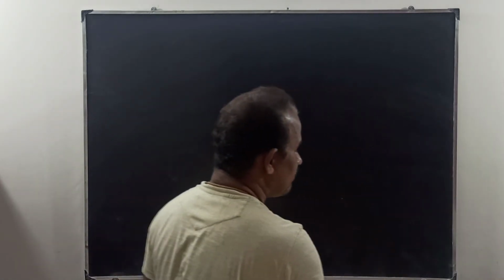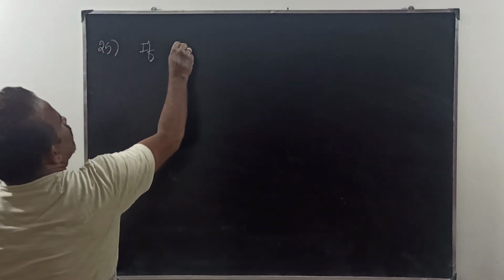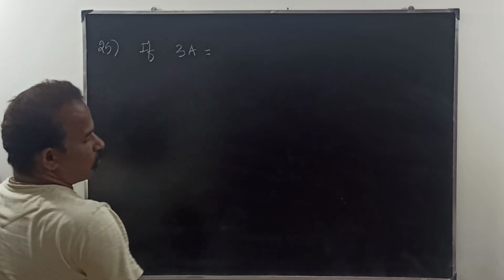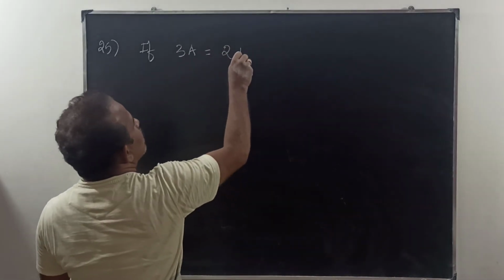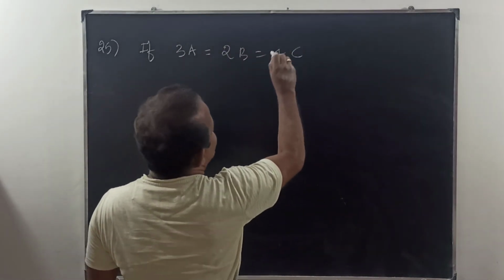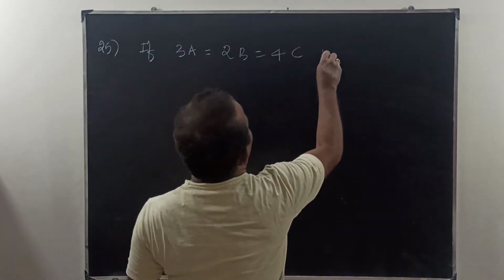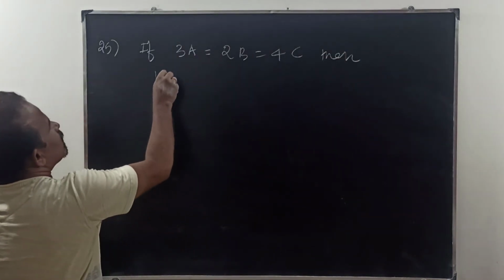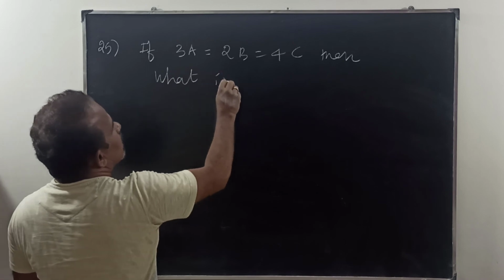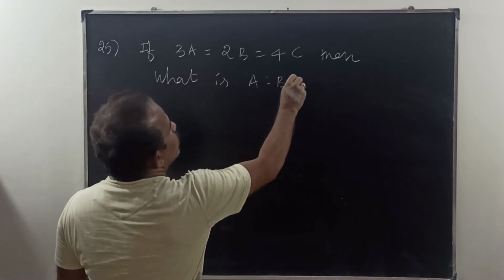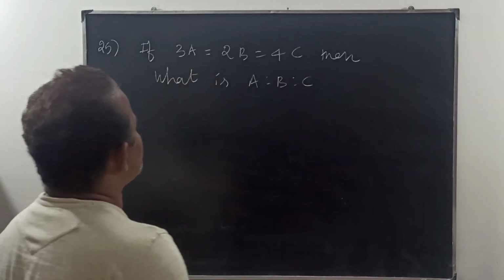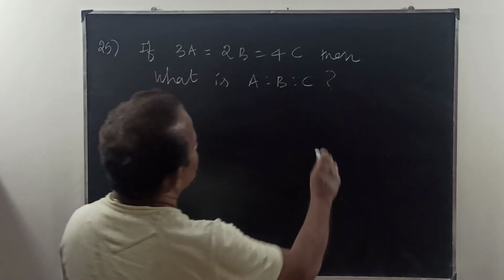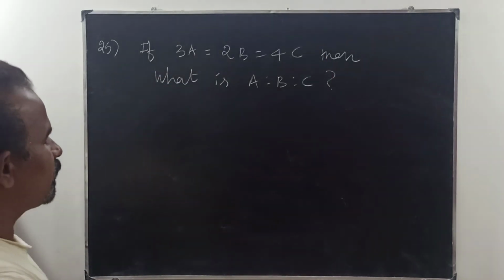The last question is, very simple question: if 3a equal to 2b equal to 4c, then what is a is to b is to c?